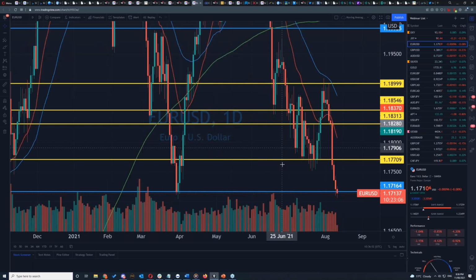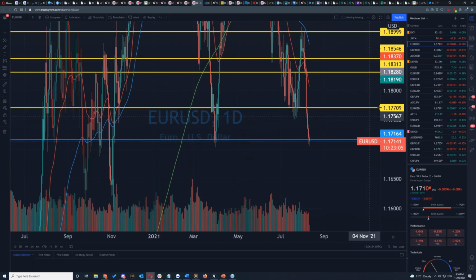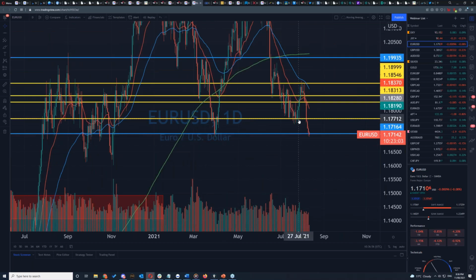Now, you might say, well, what about right now, Tom and Ty? What about right now? Well, you'll notice we've hit the next level of support. We've exactly moved into that over the last couple of days. And this is where you generally expect the market to start to consolidate.